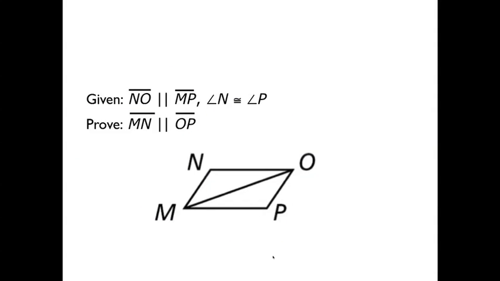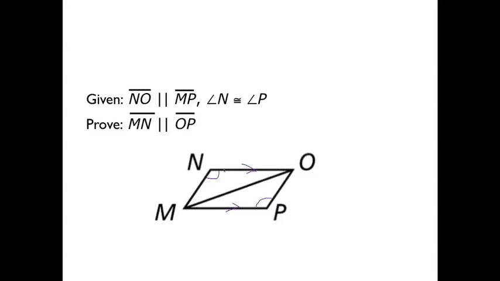Okay, here we're given that these two segments, NO and MP, are parallel. So what I'm going to do is mark that they're parallel to each other. NO and MP. And that angle N is congruent to angle M. Or I'm sorry, angle P. Angle N is congruent to angle P. So these two are parallel, and these two angles are congruent.